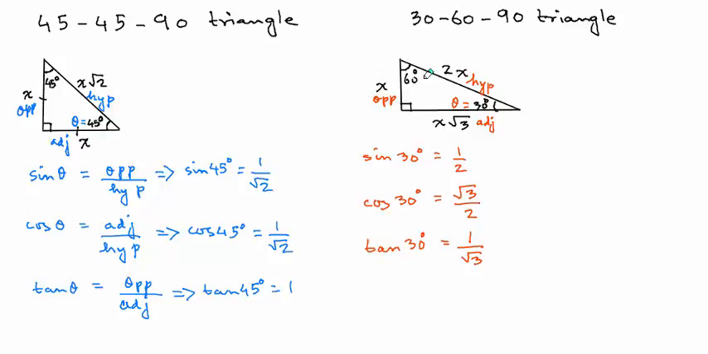And to do the same for the 60 degrees, now let's set the 60 degrees to be theta. When this is the theta, then obviously this becomes the opposite side to angle theta, and this one becomes the adjacent side. So we have sine 60 degrees equal to the opposite over the hypotenuse, x times square root of 3 over 2x, which is equal to square root of 3 over 2. Cosine 60 degrees is equal to adjacent over the hypotenuse, which is x over 2x, which is 1/2. And tangent 60 degrees is equal to opposite over the adjacent, x square root of 3 over x. That gives us square root of 3.